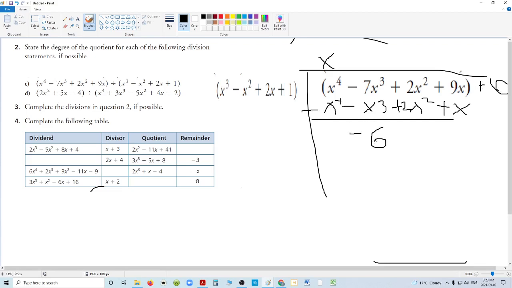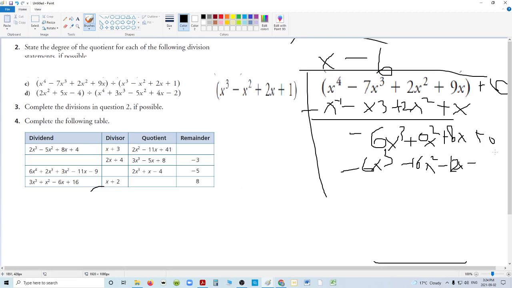I get minus 6x cubed. 0 there, plus 0x. When I have plus 8x, and then I bring down the 0. And if I put this in, I get a minus 6. I get minus 6x cubed plus 6x squared, and that's the important part, that this was a 0x squared, minus 12x minus 6, also important. These cancel. I'm left with minus 6x squared, which is 0 minus 6x squared.